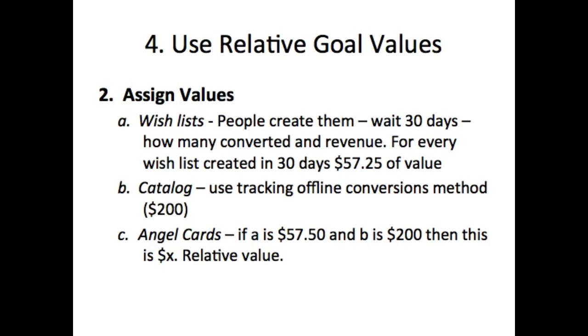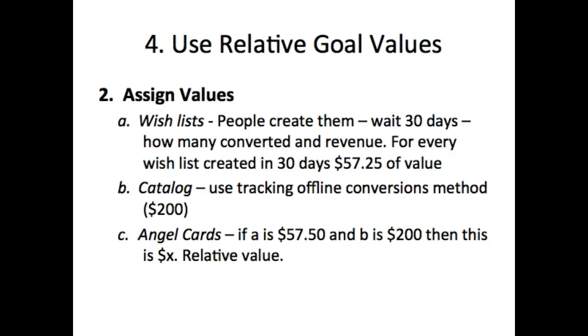So people who create them, I wait 30 days. They create them beginning September 1st through September 30th, and on October 1st, I say, okay, how many converted and how much revenue was generated? And what I find is that for every wish list created in the past 30 days, $57.25 of value was generated. Okay, so now I know that is an actual number, at least for September, $57.25. Then I say, okay, catalogs. I'm going to use the offline conversion method for catalogs, and I find out that each catalog download is worth $200.